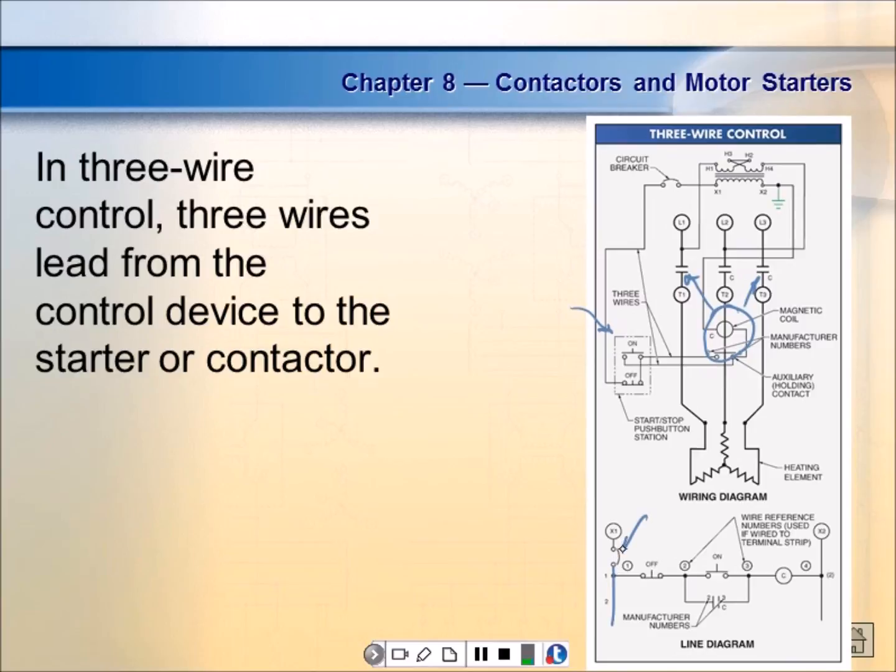So this is a symbol for a circuit breaker. Of course, this is a symbol for a normally closed push button. This is a symbol for normally open. This is a symbol for a normally open contact, right? And this is a symbol for a coil, but it's not a motor starter.